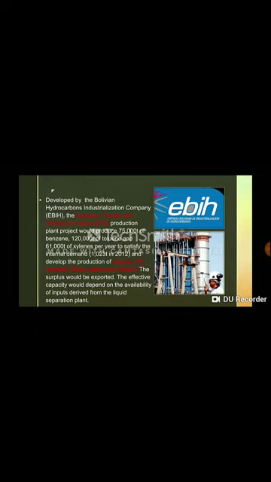The effective capacity will depend on the availability of inputs derived from the liquid separation plant.